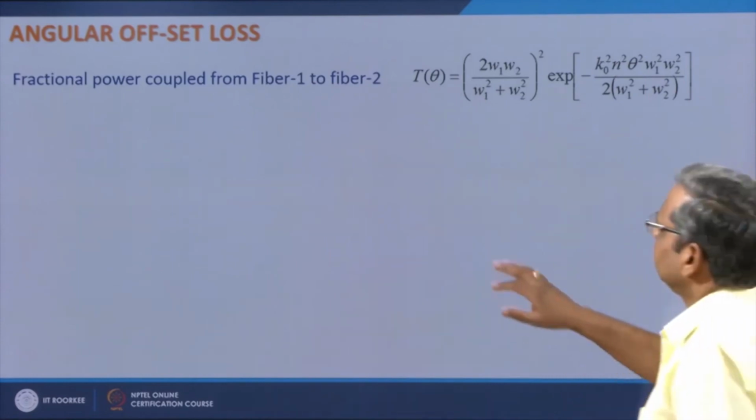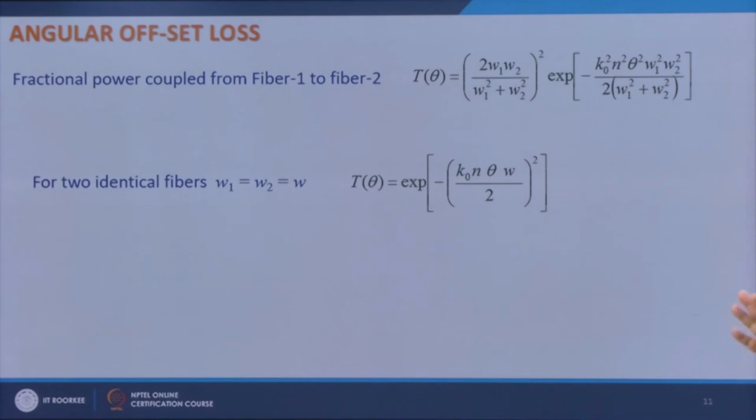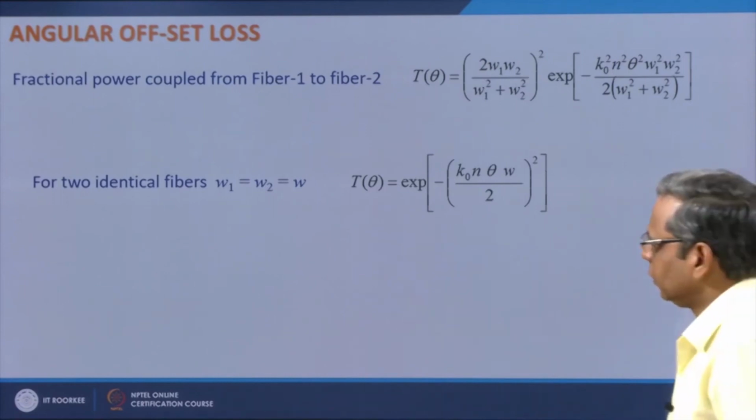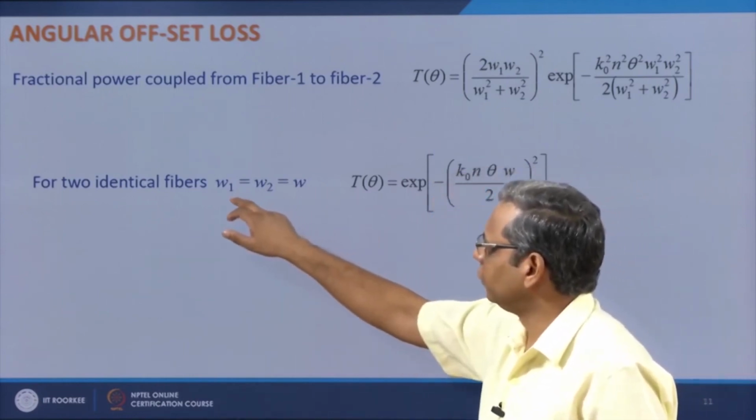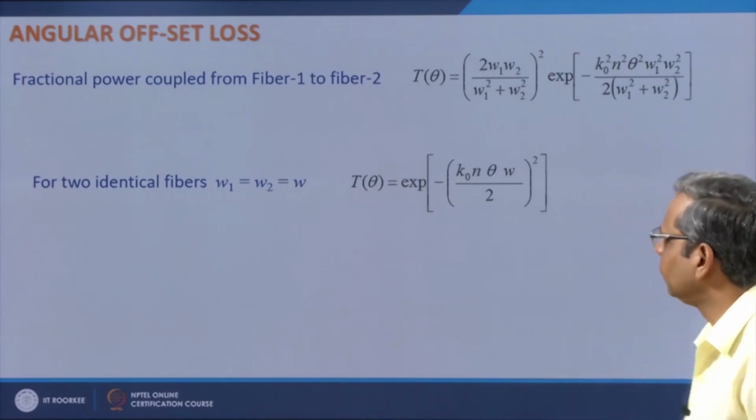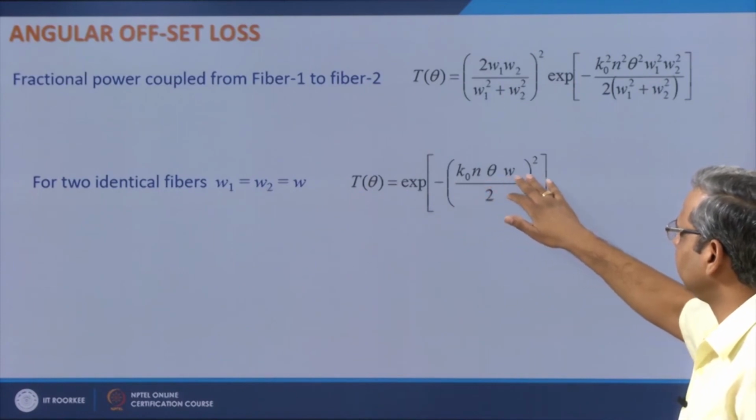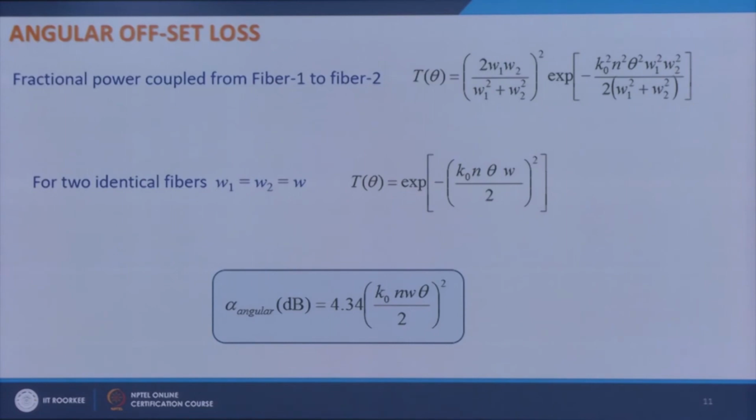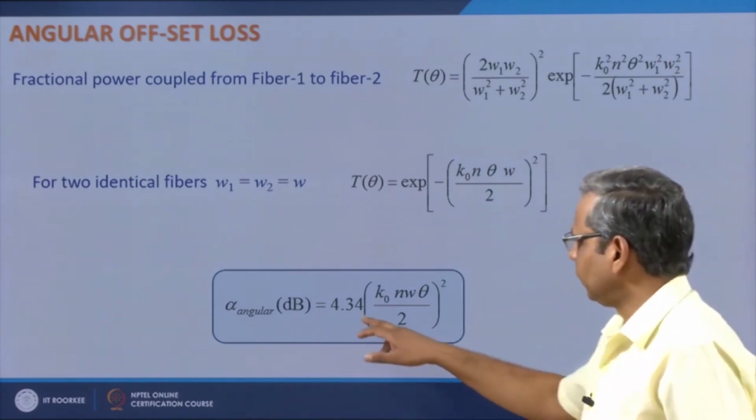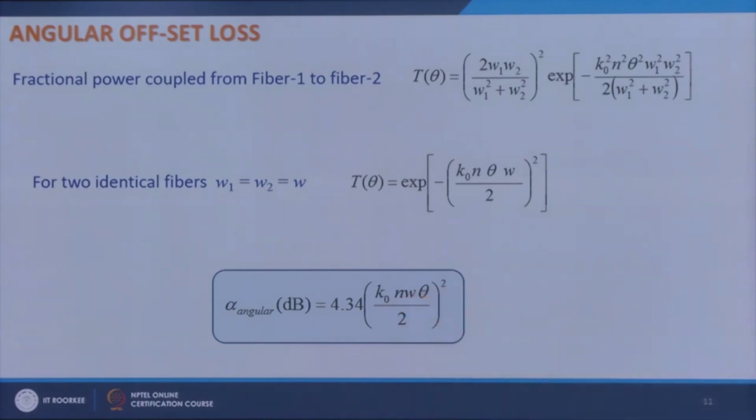So this is the fractional power coupled from one fiber to another fiber, and from this now I can find out the angular offset loss for two identical fibers. So where I have now W1 is equal to W2 is equal to W, and this gives me T theta is equal to exponential minus k naught n theta W by 2 whole square. So the loss, angular offset loss in dB would simply be now given by 4.34 times k naught n W theta by 2 whole square. So this is the angular offset loss.